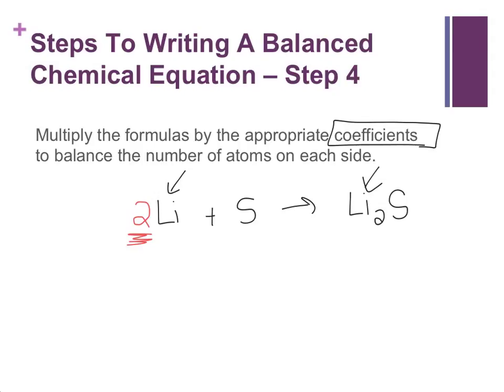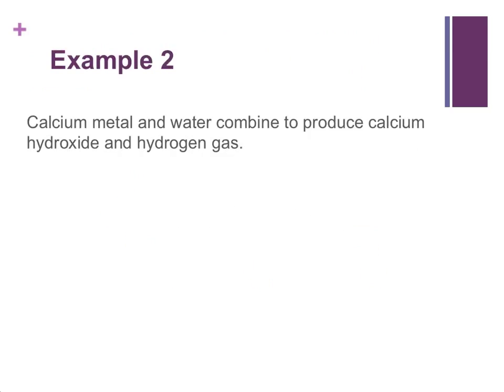So for this example, we need to put a 2 in front of the lithium on the reactant side in order to balance and get 2 lithiums on the product side. So this is now balanced, and you can go through and double check and count the atoms on both sides again to make sure that you have the correct balanced equation. Let's do one more example then.